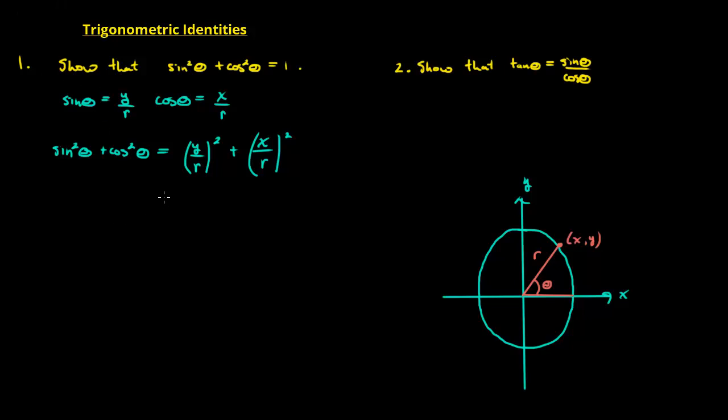So now in this expression I've rewritten sine squared theta plus cos squared theta in terms of their ratios in this circle. If we square this, we get y squared over r squared plus x squared over r squared. Now we have a common denominator, so we can just add the numerators, and we get x squared plus y squared over r squared.